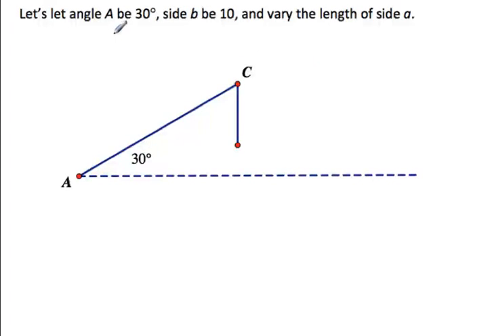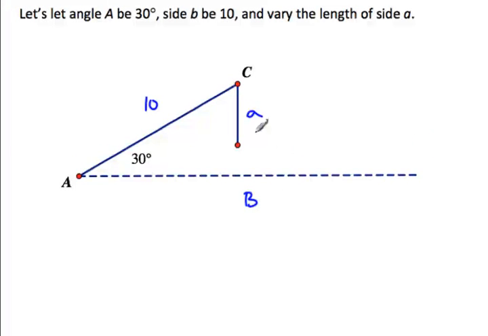Now, to see how it arises, we're going to set up this situation. We're going to imagine we have an angle A that's 30 degrees, as shown here, and a side length of a triangle B that's 10 units in length. And we're going to vary the length of side A, the side opposite angle A. So in this diagram, this would be A here. Vertex B isn't shown, but would be wherever this line hits this line here.